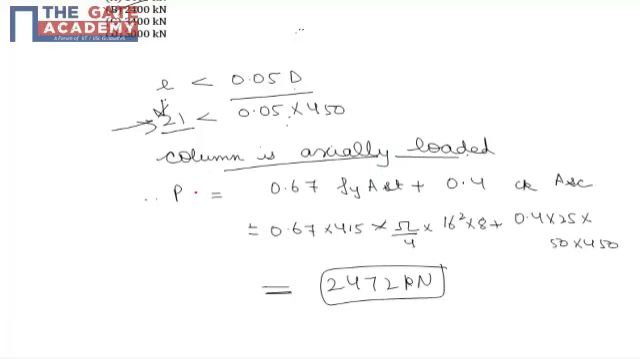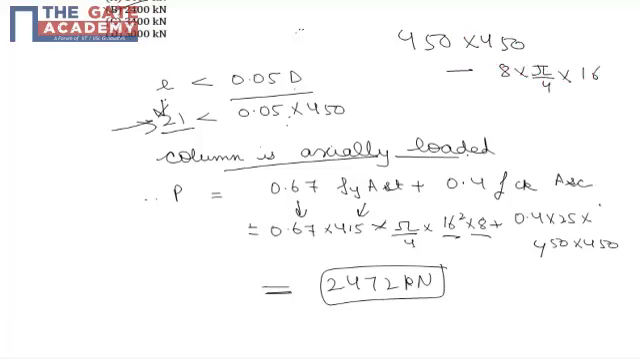If we talk about the load carrying capacity of an axially loaded column, it is 0.67 fy Ast plus 0.4 fck into Asc. Now this comes out as 0.67 into 415, area of steel is pi by 4 into 16 square by 8 because there are 8 bars each having a diameter of 16 mm, plus 0.4 into 25, and area of concrete can be approximated as 450 into 450, but actual area of concrete will be 450 into 450 minus 8 into pi by 4 into 16 square.